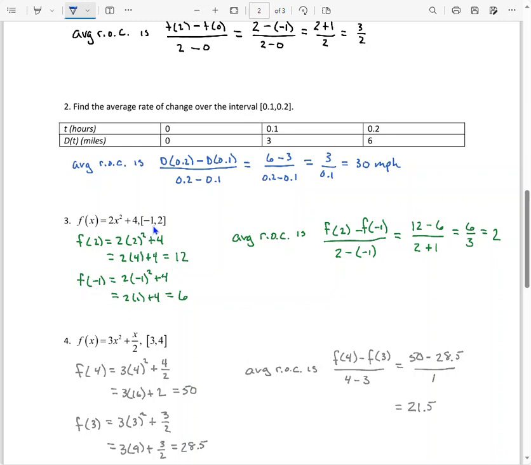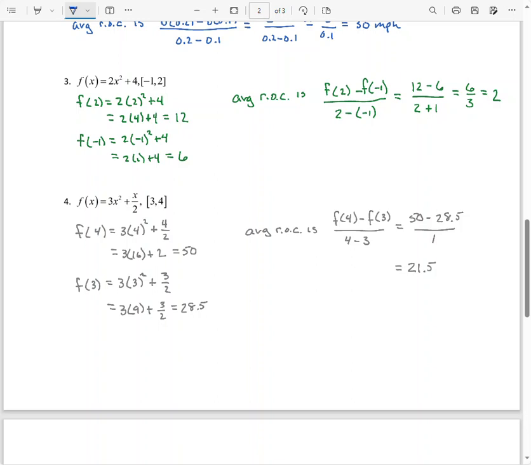F evaluated at -1. Everywhere I see an x, I replace it by a -1. Only the x is squared, so only the -1 is squared. -1 squared is 1. 2 times 1 is 2, plus 4 is 6. Now I could substitute these. F of 2 minus f of -1 over 2 minus -1. My f of 2 is 12. F of -1 is 6. 12 minus 6 over 2 minus a negative, or 2 plus 1. That's 6 over 3, which is 2. Average rate of change of 2 from x value of -1 to x value of 2.